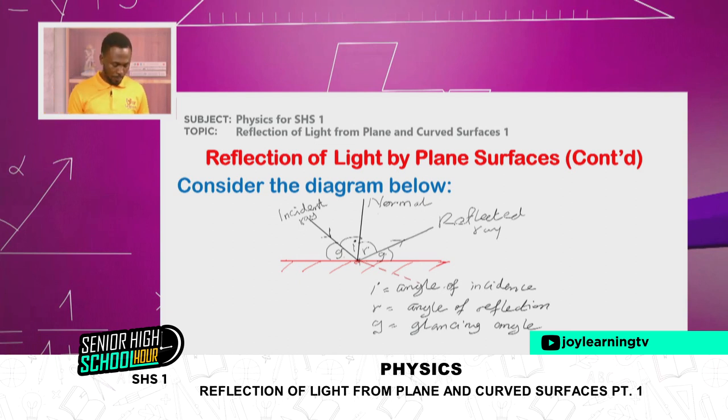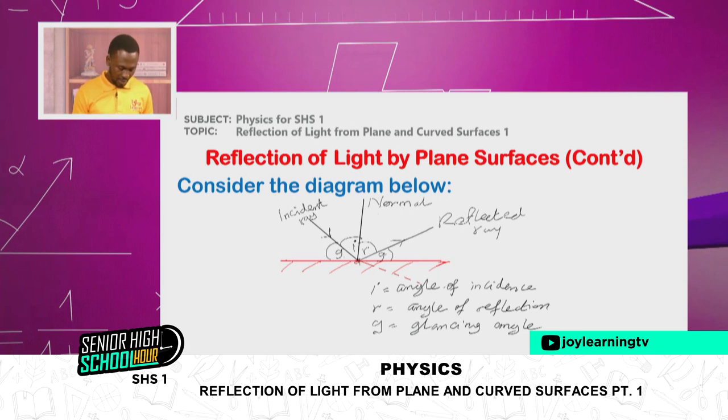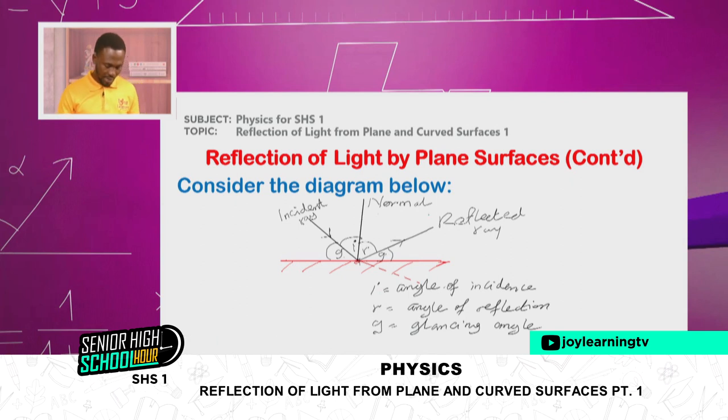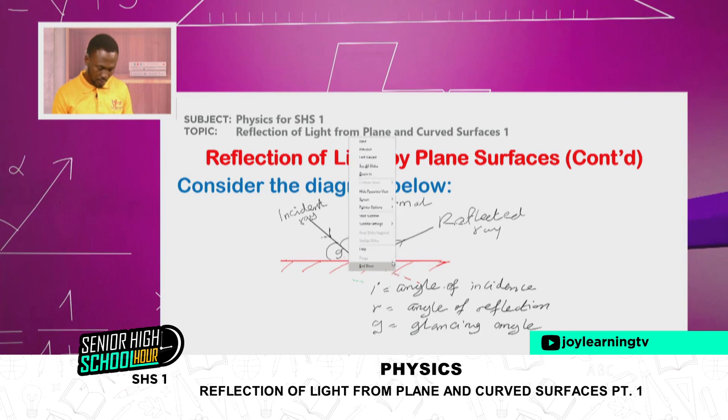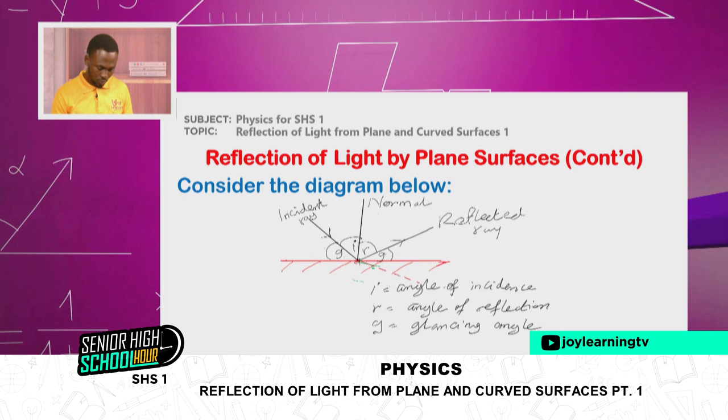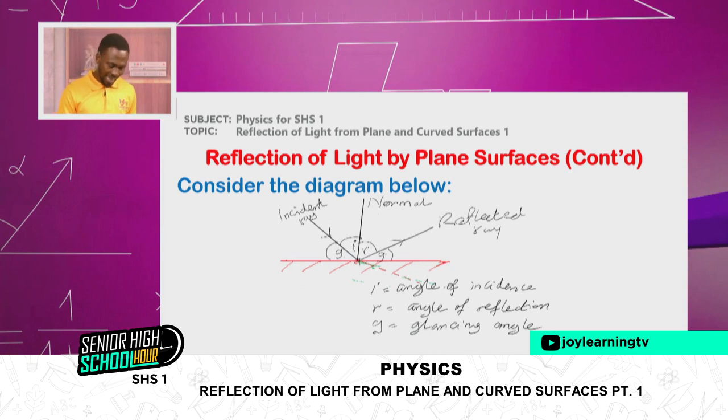But if it could do so, let me try to change the color. Then it could be like I'm showing on your screen. So let's say it could pass through this way. So you follow the green line. Now, you see there's an angle between where the ray reflected through and this dotted green line.